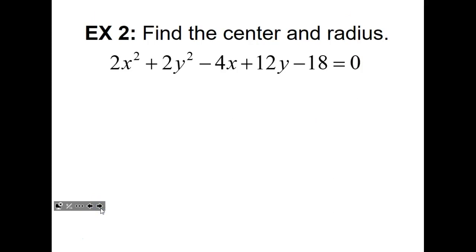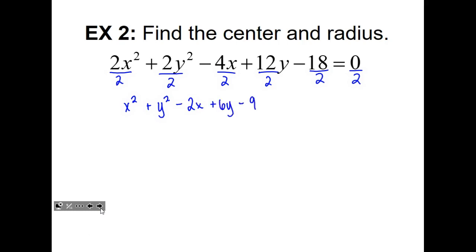Okay? This one's a little bit trickier because we can't complete the square when we have a number in front, right? So the first thing we want to do here, Jonathan is right, we need to divide everything by 2, which at least everything will go evenly, right? So we will get x squared plus y squared minus 2x plus 6y minus 9 equals 0.